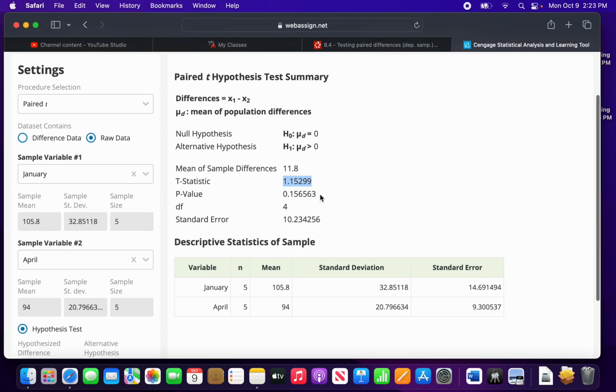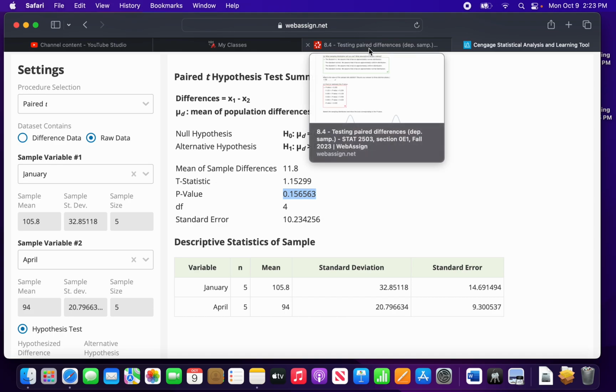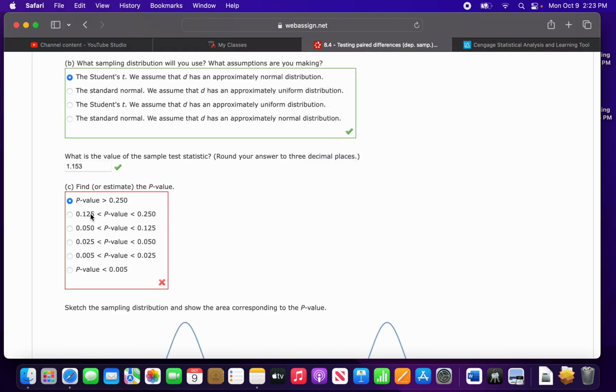Our p-value is 0.1565. Technically, it'd be 0.1566 because that second 6 is enough to round up. 0.1566. Let's go back and see if we can't find that range. 0.1566 will be in this range. It's between those two numbers.